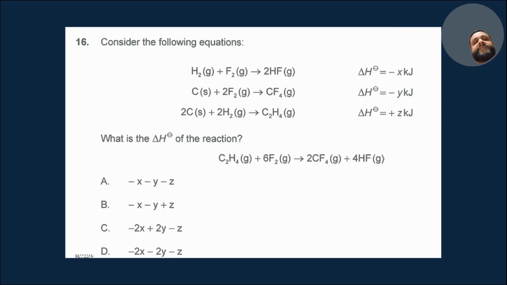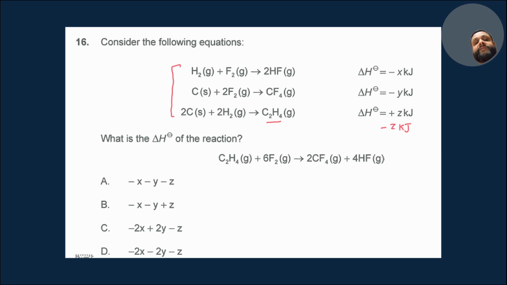Question 16. This question can be answered in 2 ways, either to use Hess cycle or to manipulate the equations. I'll be using the manipulating method. So if we look in these 3 equations given, and in the last equation we have ethene on the product side, but we want ethene on the reactant side. So if we flip the equation, the sign of delta H will become minus, so minus z kilojoule.